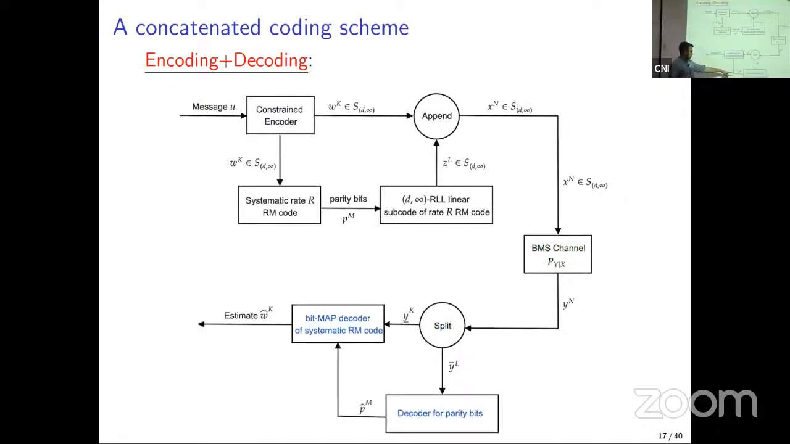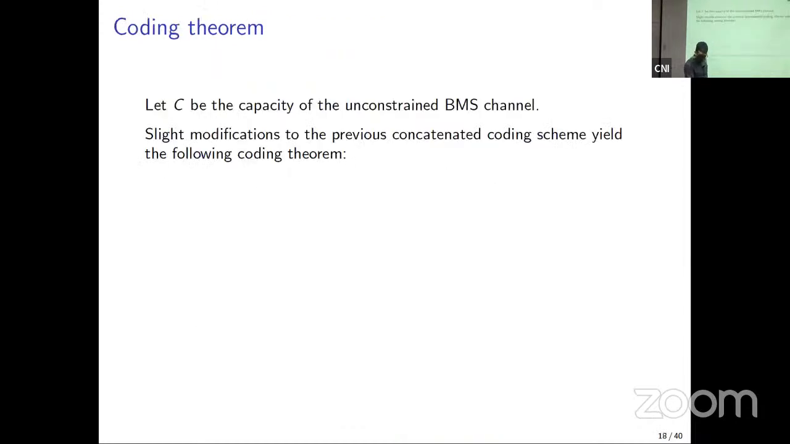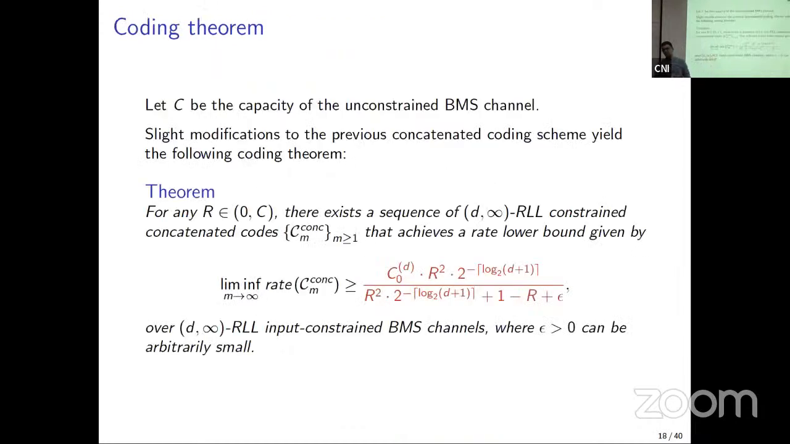So we do use certain very specific decoders which are mapped to their corresponding encoder blocks, and we are able to show that using this scheme, using a slight modification of this scheme, a rate of this complicated expression is in fact achievable. Okay, so again, using rate R Reed-Muller codes, you can achieve a rate of at least so much using this concatenated coding.